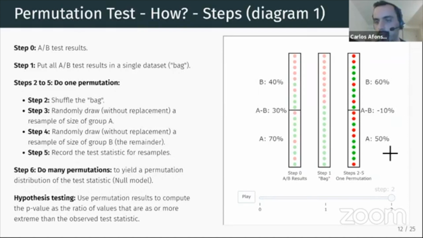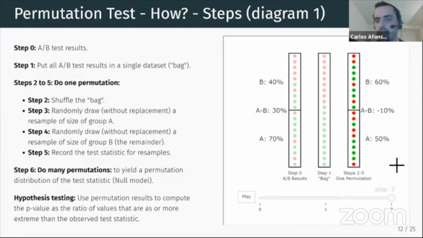Now notice here that when we did this permutation, we computed the results for the resamples that we got for group A and group B. In this case, group A got 5 yeses and 5 no's, so the yes rate, the success rate, was 50%. And group B got 6 yeses and 4 no's, so the yes rate was 60%. And the difference now between A and B, A minus B, is minus 10, because it's 50 minus 60. Okay, that's minus 10%. So the observed difference from our A/B test was 30%.